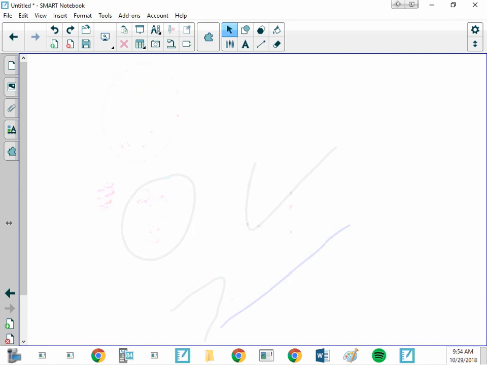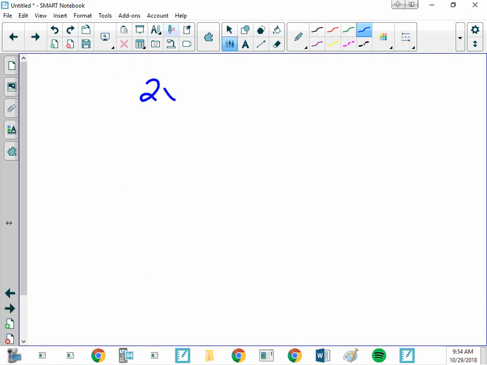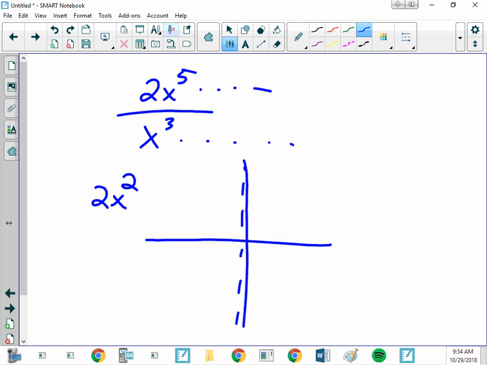Okay. Well, what if the top is even bigger? What if I had 2x to the 5th and x to the 3rd? Well, that simplifies to be 2x squared. So that doesn't have a slanted asymptote, it has a quadratic asymptote. And again, I don't know where it hits the y-axis, so I'm just going to guess. So your graph might look like this. It's actually pretty easy. Once we're done with figuring out the asymptotes, then we'll go on to graphing.